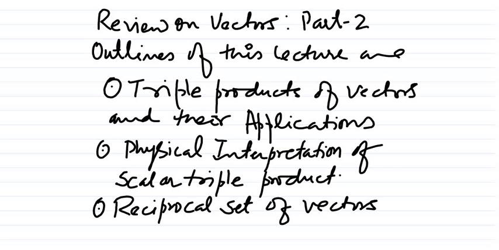Hello guys, this lecture is the review on vectors part 2. Outlines of this lecture are the scalar triple products of the vectors and dot products of the vectors and their applications, then physical interpretation of the scalar triple product and reciprocal set of the vectors.